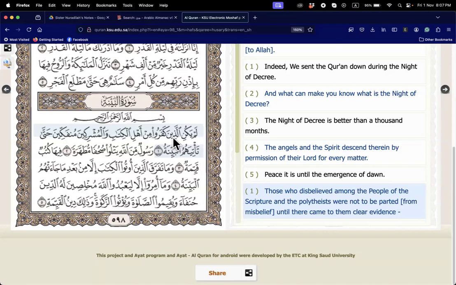Okay? This means that this hal explains the condition of these people. Because this aladhina, this man, they do need a sila to explain them anyway, but this is like another explanation of them. This min ahlil kitab, you can argue it is sila also, but it's not sila in the sense that it's muta'alliq to kafaru, but sila in the sense that it's the hal of aladhina. Clear? Because the function of the jar majrur in this case is to explain the aladhina kafaru.